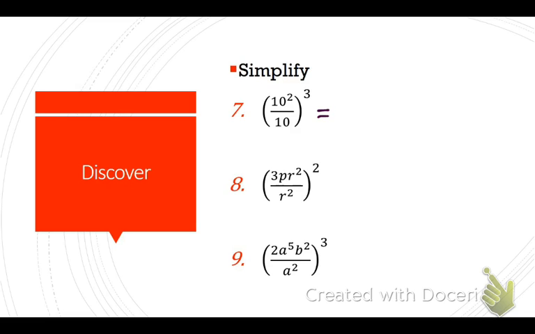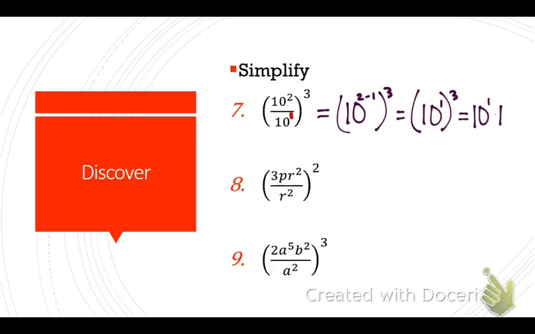If I were to figure out what this simplifies to first, this is going to be 10 to the 2 minus 1 power raised to the 3rd, which is 10 to the 1st power raised to the 3rd, which means you have 10 to the first times 10 to the first times 10 to the first. And we know this from yesterday that it's going to end up being 10 to the third.